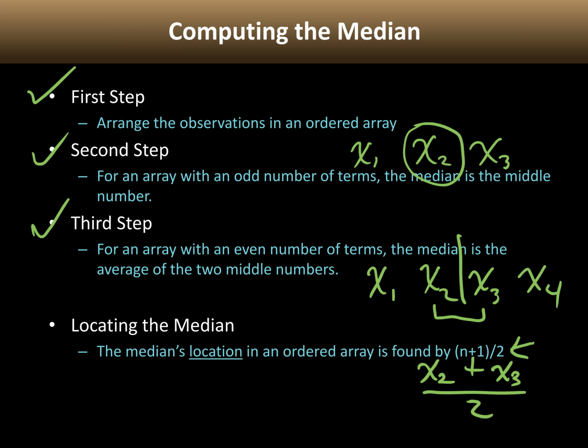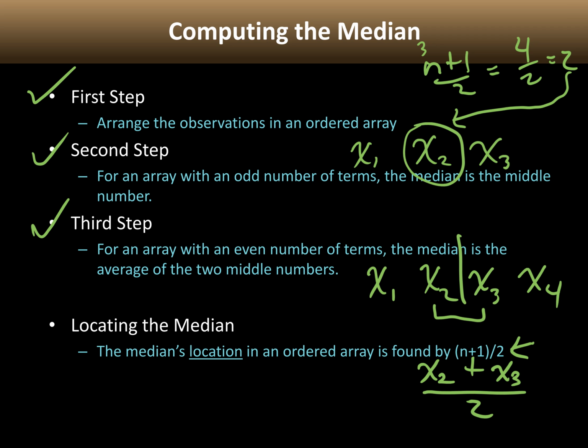So let's say you have 3 here. If n equals 3, so n plus 1 divided by 2. If n is 3, you would have 4 divided by 2, which is 2. So the position 2, right, would be the second value in that data set for n equals 3.